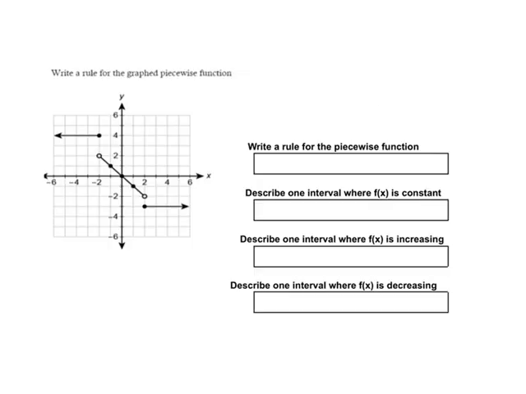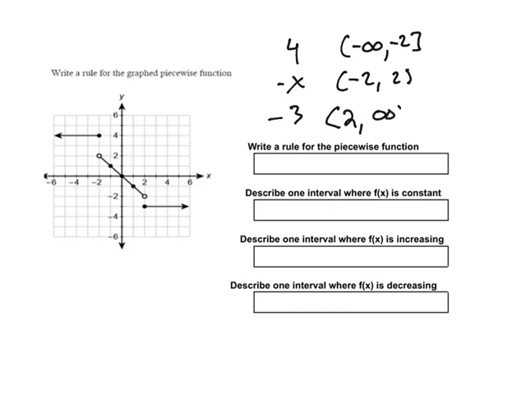Okay, writing a rule for the piecewise function. This function has a function value of 4, then it has a function value of negative x, then it has a function value of negative 3. It has the function value of 4 from negative infinity all the way up to negative 2 inclusive. It has the negative x from negative 2 up to 2 non-inclusive. And it has the function value of negative 3 from 2 to infinity.